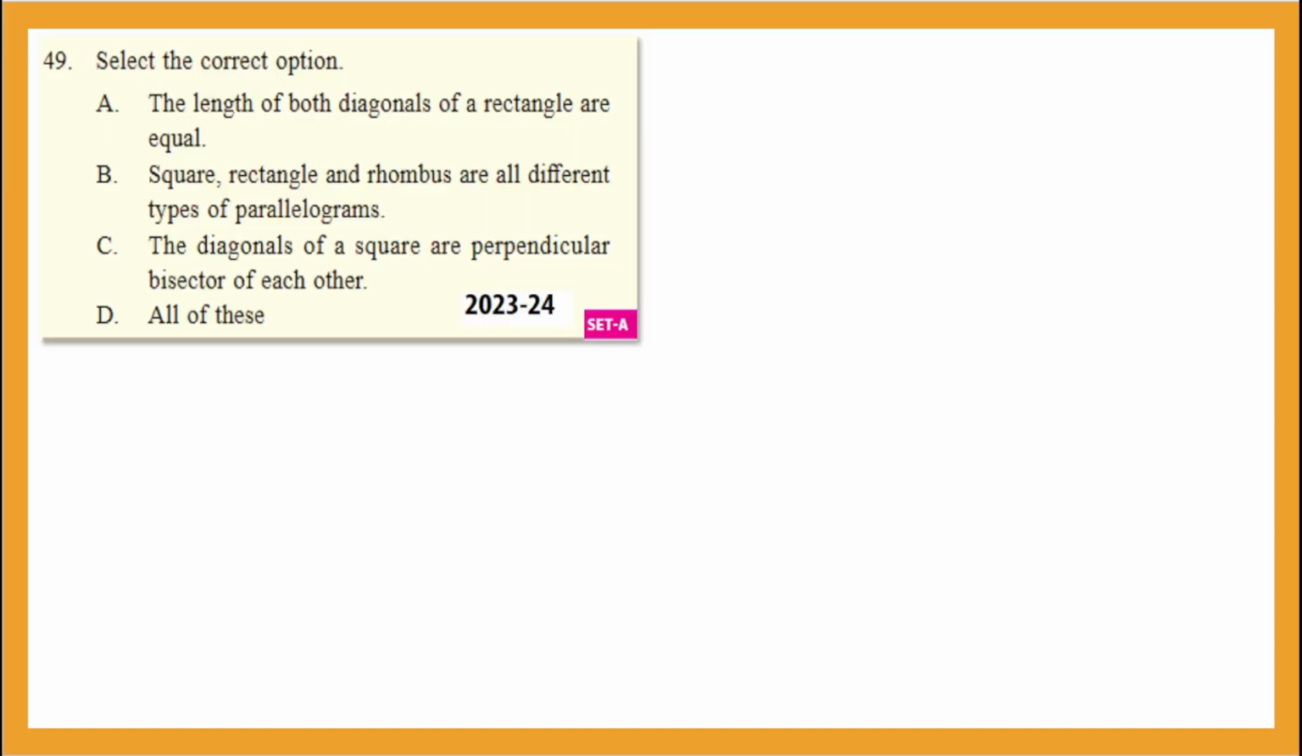Now for this one, 3 statements are given and we have to find the correct statement. Here option A is the length of both diagonals of a rectangle are equal, which is a correct statement. Option B, square, rectangle and rhombus are all different types of parallelograms, which is also correct. Now for C, the diagonals of a square are perpendicular bisector of each other. That's also a correct statement. Therefore, option D is the correct option.